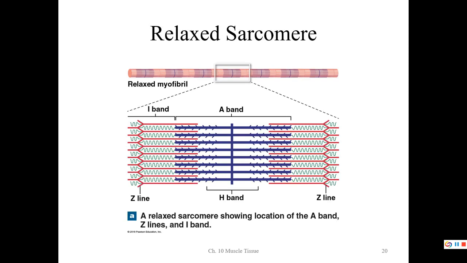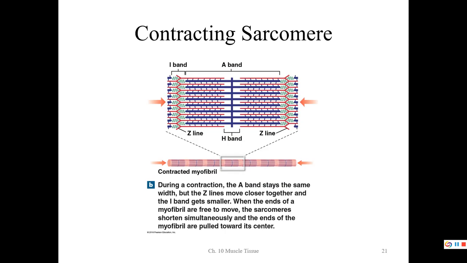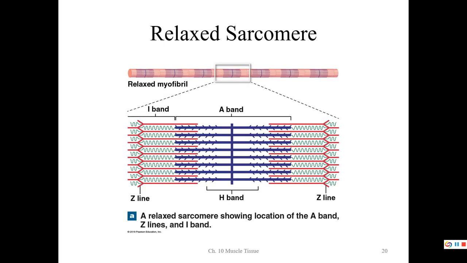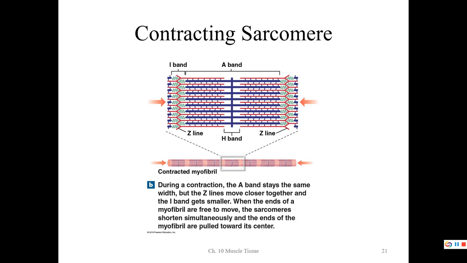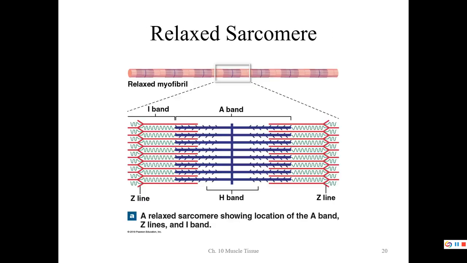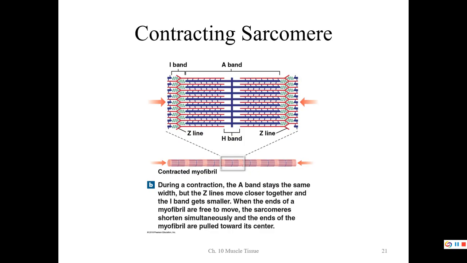This is a sarcomere drawing with the different bands and everything. This is when it's relaxed. When it contracts, it slides. The Z lines approach each other towards the M line, and you can see what happens to the different things. You can see the H band gets smaller. You can see the zone of overlap increases. You can see the I band gets smaller, but the A band stays the same.